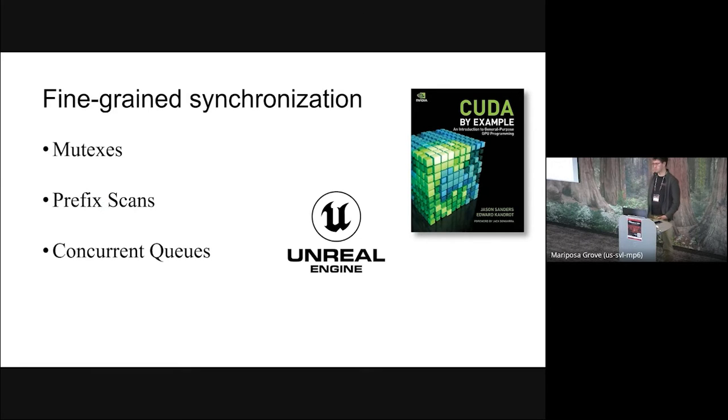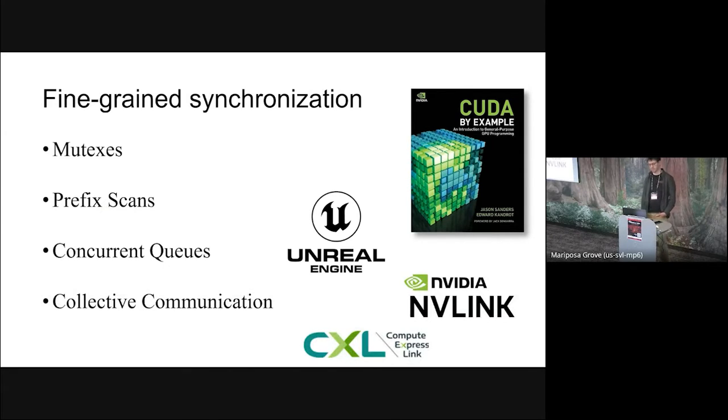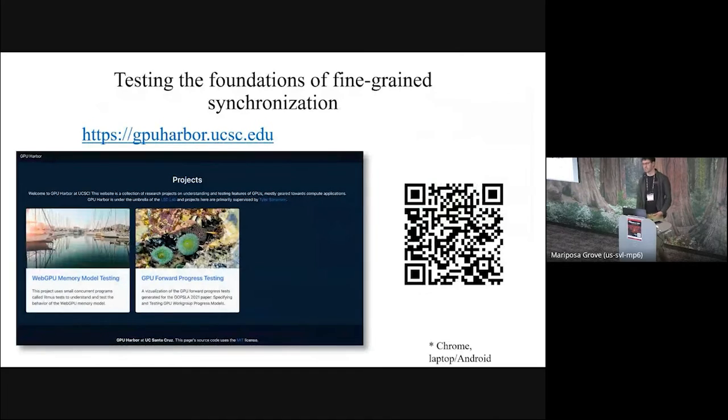Beyond those, there's also things like concurrent queues, which I know is used in Unreal Engine right now for some use cases, which requires synchronizing between threads on the GPU. And then maybe not as relevant for Vulkan specifically, but research that we're potentially interested in later on is how you might synchronize even across devices using NVIDIA's NVLink or the upcoming CXL technologies. And that's where our work comes in, which is actually testing these foundations of fine-grained synchronization on device.